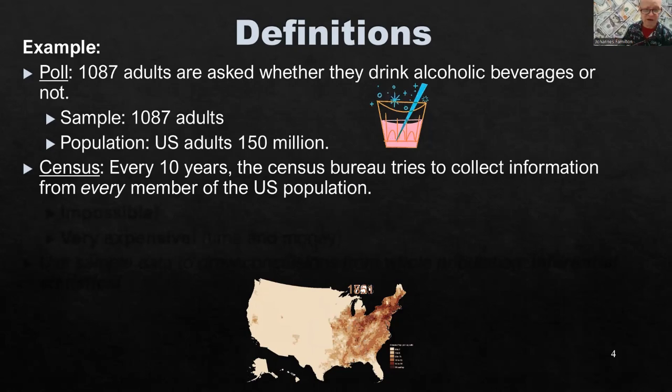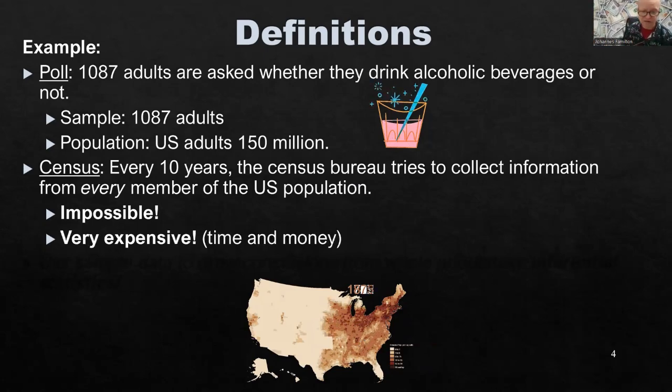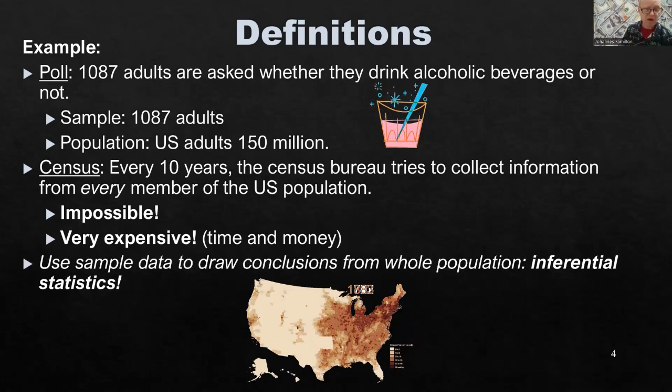A census every 10 years: the Census Bureau tries to collect information from every member of the US population, which is impossible, very expensive, and time-consuming. By using a sample to draw conclusions about a whole population, we are doing inferential statistics.